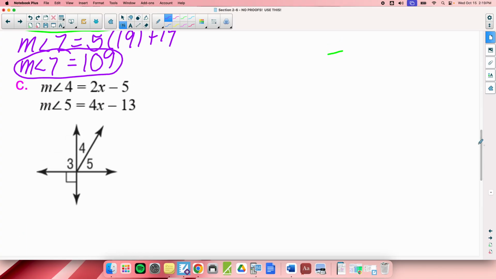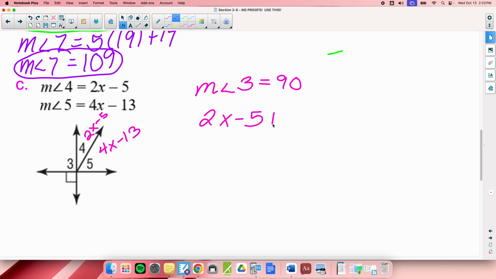Now, let's look at this one. We kind of did one like this already. What is the measure of angle 3? 90 degrees. And do you guys know that you would take this one and do what? Do you guys all understand why I would add those and set them equal to 90? Okay, so I'm gonna do that really quick. 2x minus 5 plus 4x minus 13 equals 90. 2x plus 4x is 6x minus 18 equals 90.